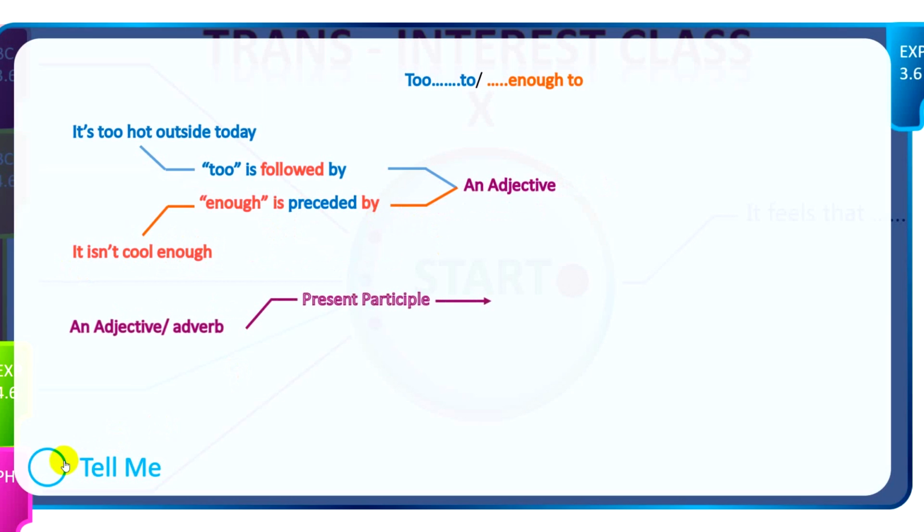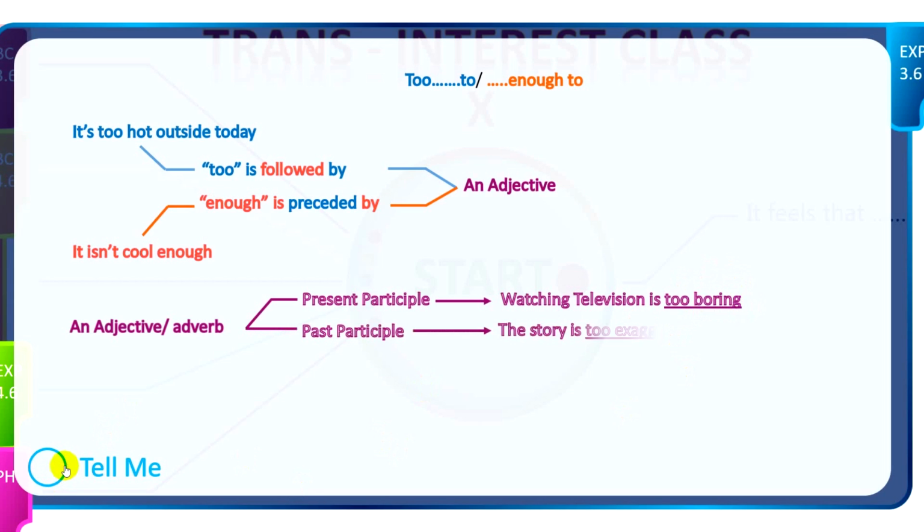An adjective and adverb, present participle. Watching television is too boring. You can hear from the conversations before, the previous conversation, she said, watching television is too boring. Why do we put boring here? This is an adjective. It is a verb-ing that has a function as an adjective. It is called a gerund.